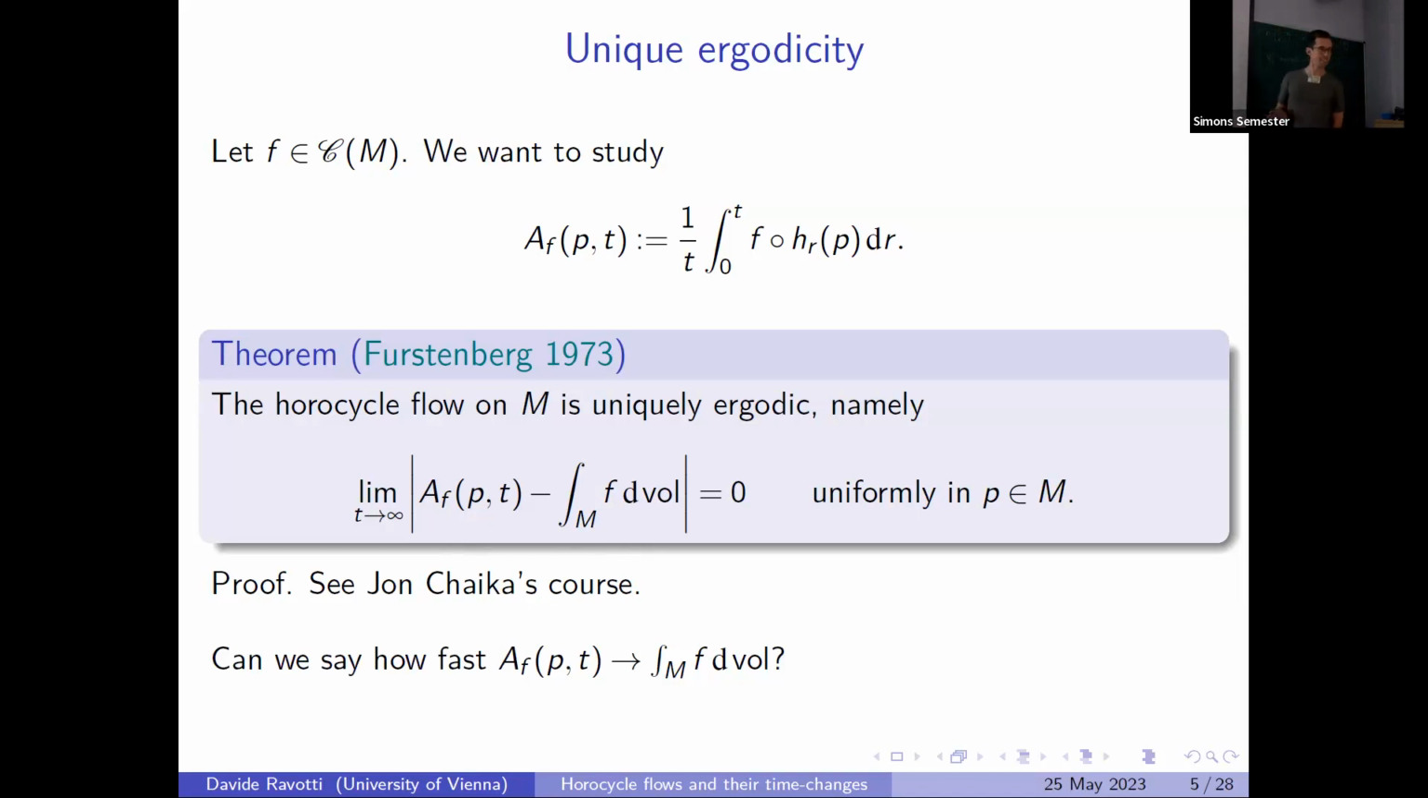Okay, I will not prove this because I think John will do it in his course. So I will cheat and refer to his lectures for the proof of this fact. But what I want to do is this: we know that the convergence of the ergodic average to the expected value is uniform in p. Maybe we can say something about how fast this convergence is happening, and this is very important in applications. So can we do this? And this is the goal of today's lecture.